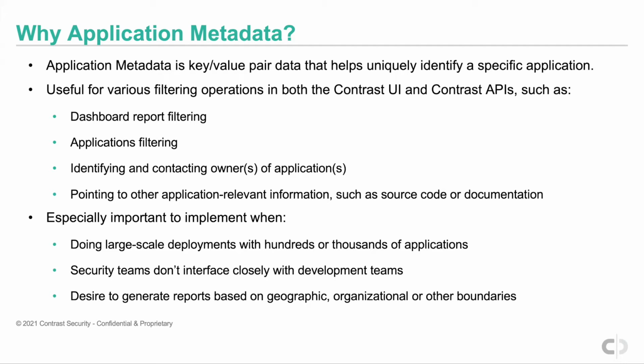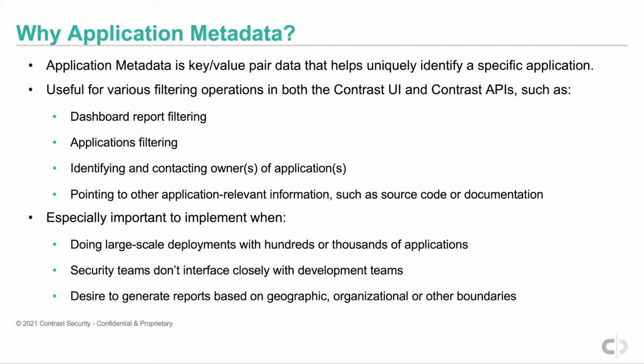The application metadata is especially important to implement when you're trying to do large-scale deployments, as it can become difficult to know all applications without having the additional context this data provides. It is also helpful when security teams do not interface closely with the development teams, so it can be hard to know who owns what resources within the environment.